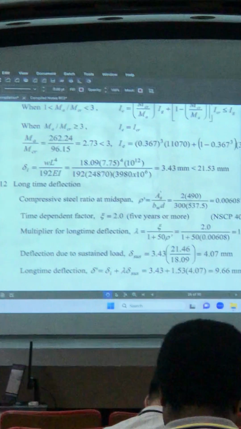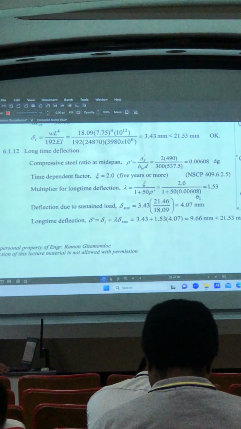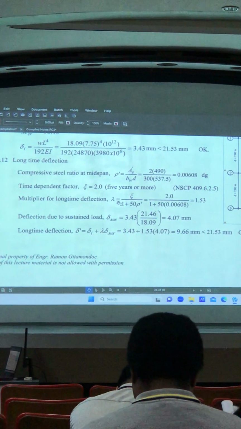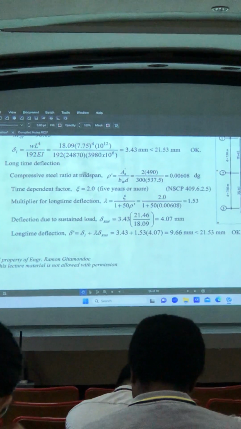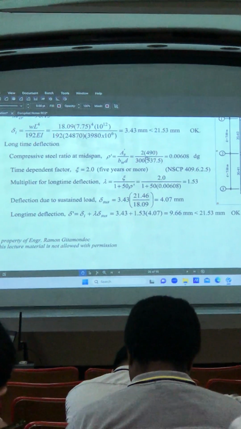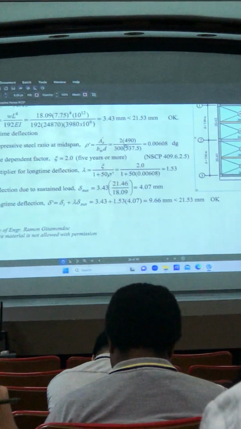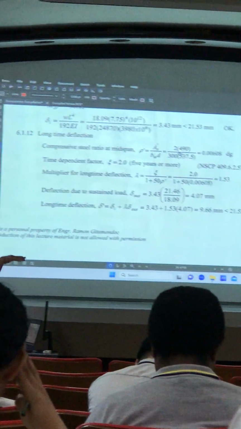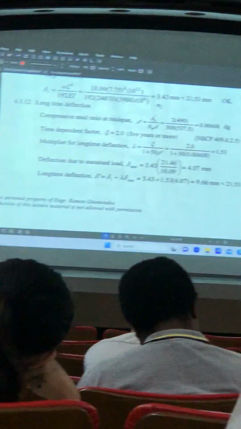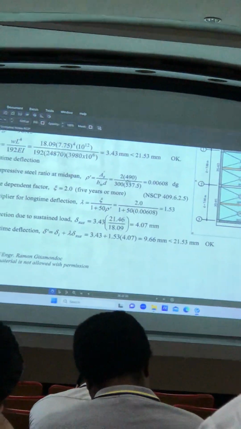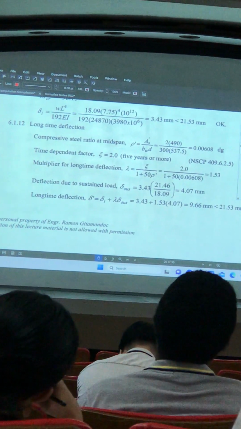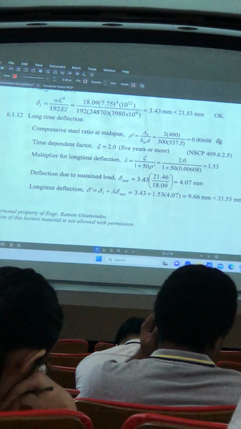Now that is as regards the immediate deflection. But we also have to check for long-term deflection. So we compute the compressive steel ratio at midspan. There should be at least two compression bars at midspan, two top bars. So that is 2 times 490, which is the area of a 25 mm diameter bar, over bw, the width of the web, times the effective depth. So we get an answer of 0.00608.